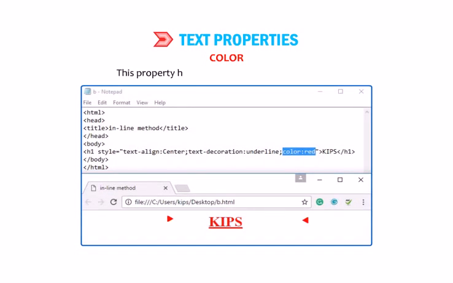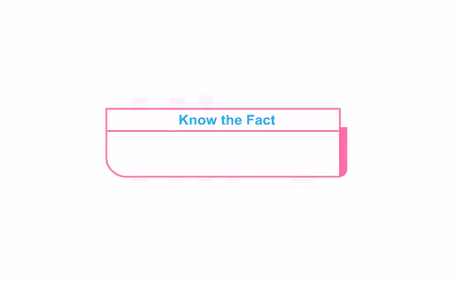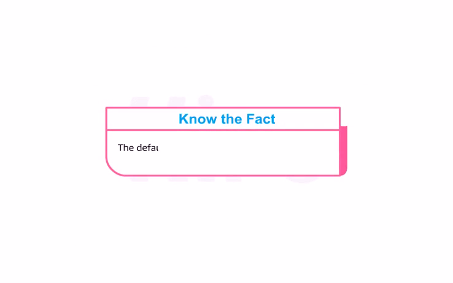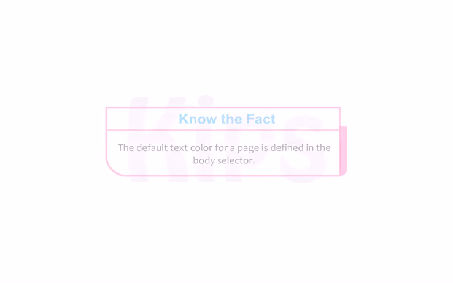Color. This property helps in setting the color of the text. The syntax is color: value, where value equals color name or RGB color code or hexadecimal code. Students, know the fact. The default text color for a page is defined in the body selector.